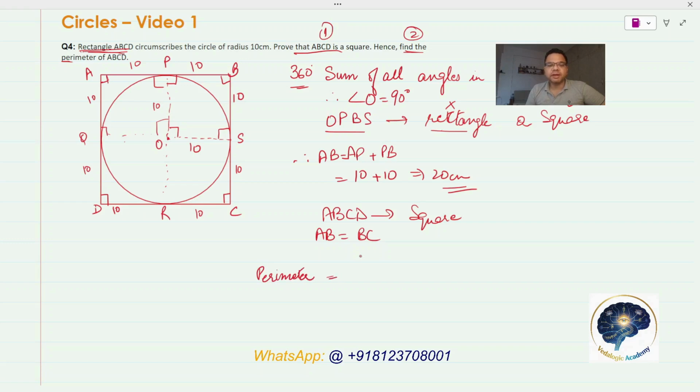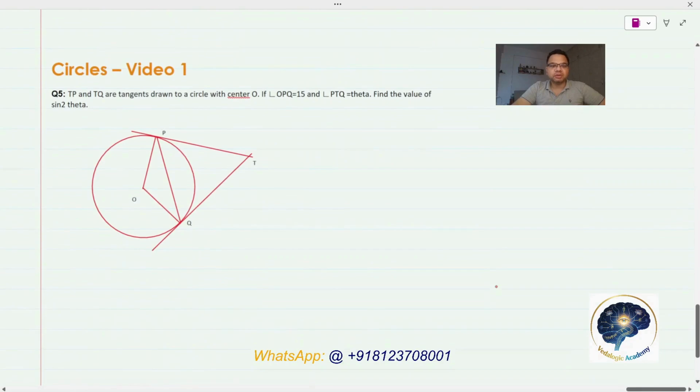Now, to find the perimeter, we already have the length of all the sides. We can use only one side. Perimeter of a square is 4 into side, which is 4 into 20, which is 80 centimeters. Hope you understood. It was an easy question, right? Circle questions are very easy. You won't find any problem. If you just write down whatever is given, we'll be able to solve the questions.